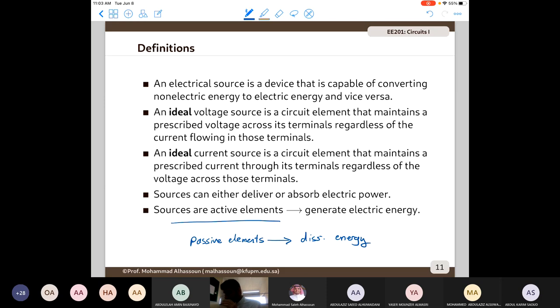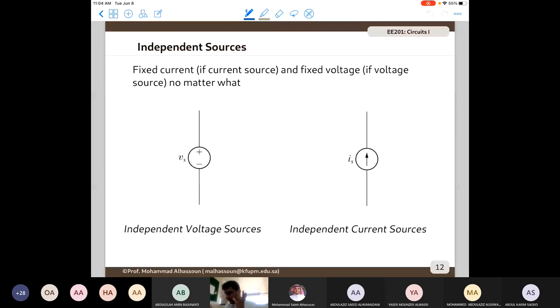Okay, good. So like I said, we divide the sources into two types, voltage and current, and one important class of those is the ideal voltage and current sources. So let's further divide the ideal sources into two types. There are independent sources, and there are dependent sources. For independent sources, we have fixed current or fixed voltage, no matter what. So the voltage will be fixed no matter what. You have a battery of 10 volts, and that battery of 10 volts will be 10 volts independent of the circuit itself.